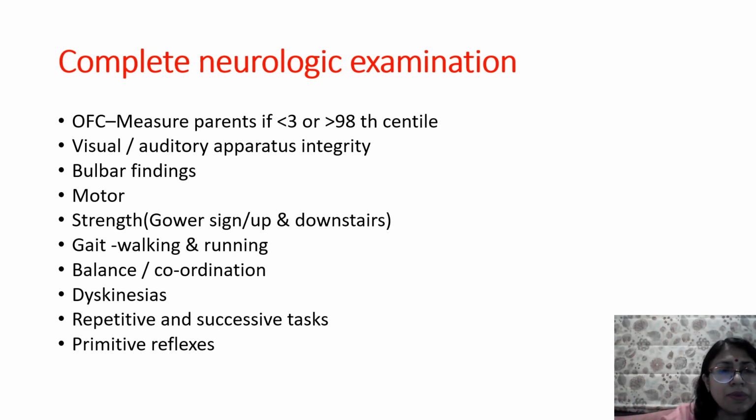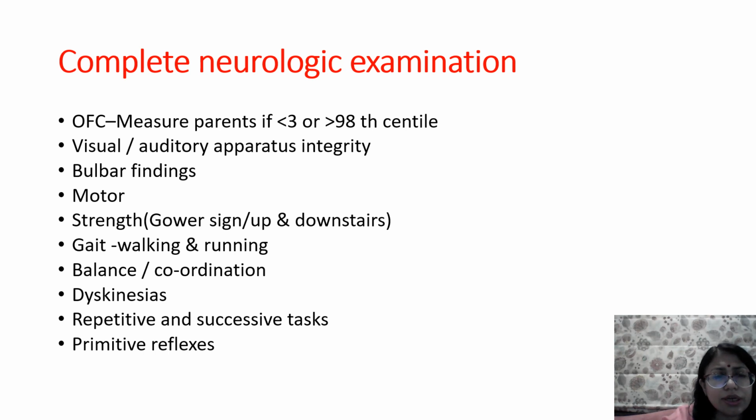In the motor, not only do we see the actual strength of different muscle groups at all muscle joints, we can get a fair idea of the proximal strength from the Gowers sign and how the child goes up and down stairs. In the gait, how the child walks and runs, whether he's clumsy or he's well coordinated, how is his balance like, whether any abnormal movements, especially dyskinesias, are present, and how is the performance in the repetitive and successive task, give us a very vital clue about the neurological abilities of the child.